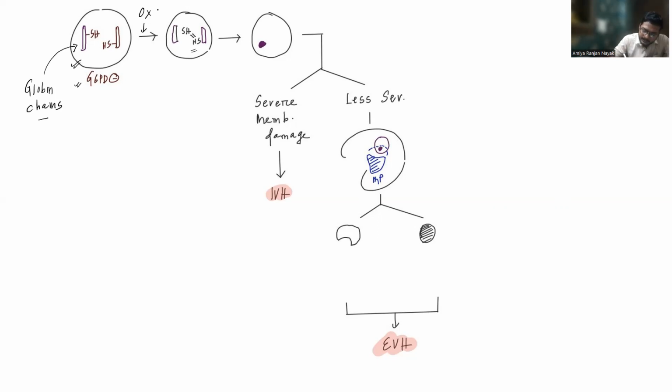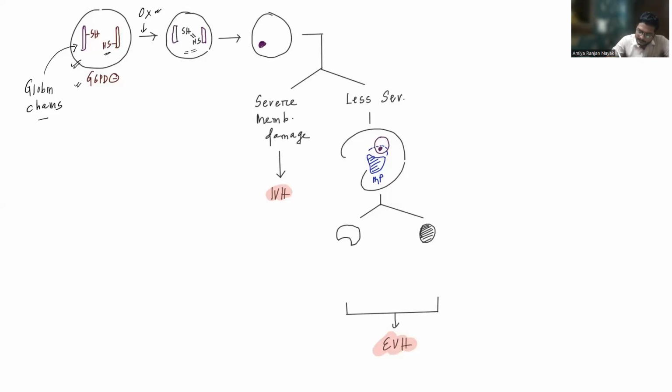In the presence of oxidative stress, these sulfhydryl groups will become reactive. And if the patient has a deficient enzyme, there will be cross-linking of the sulfhydryl groups. Now that will cause denaturation of the globin chains, and these denatured globins can accumulate.